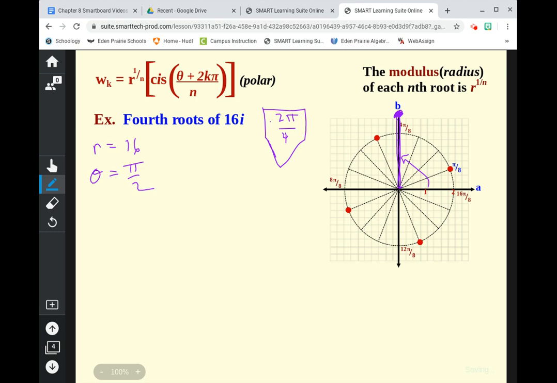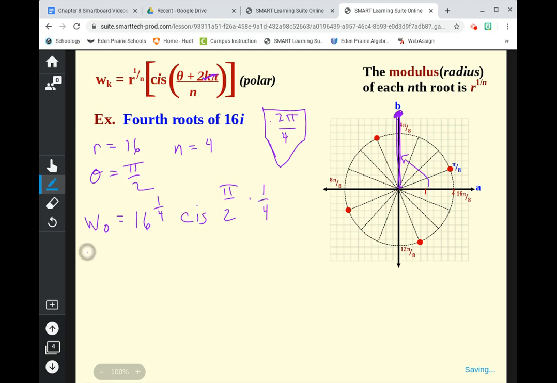Let's go and start finding W sub 0. So what's W sub 0? W sub 0 equals r, which is 16, to the power of 1 over n. N is 4. I could put that up here too if you wanted. So your root, CIS. And remember, all I really want, if k is 0, that part goes away. I don't need that. All I need is theta divided by n. So what's theta? Theta is pi over 2, divided by n. I'll multiply by 1/4 instead of dividing by 4.